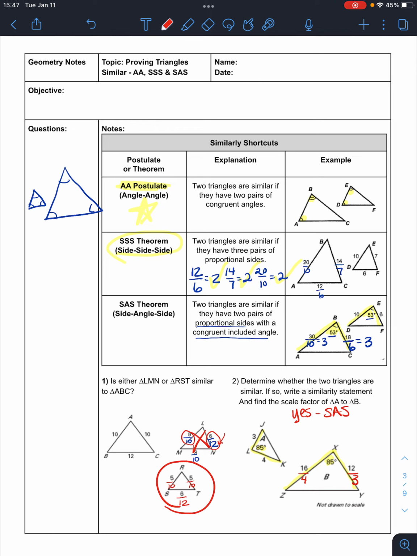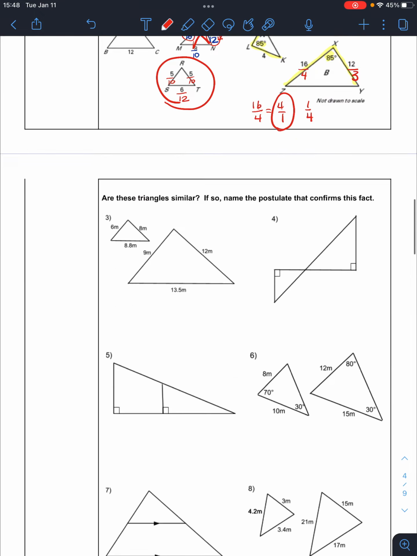Then we want our similarity statement, and we want to go from A to B. So I did 16 over 4. Well, that's 4 over 1. So my scale factor is either 4 over 1 or 1 over 4. If you remember, if you multiply by a number bigger than 1, it gets bigger. If you multiply it by a number smaller than 1 but bigger than 0, then it gets smaller. So I got bigger. I went from A to B, and so I got bigger, and so my scale factor then would be 4 over 1, or 4, because B is 4 times bigger than A.